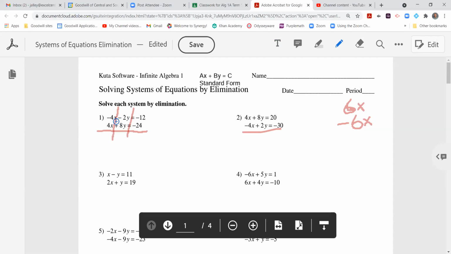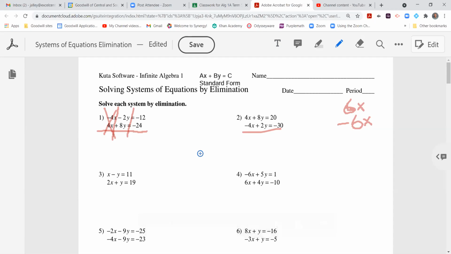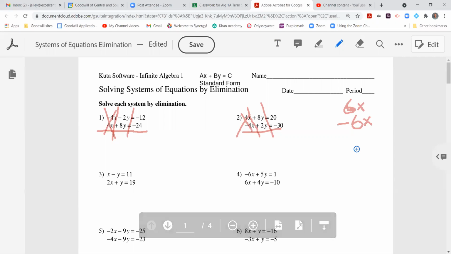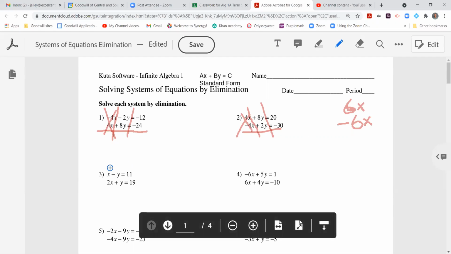If you look at this first problem, the X's are going to cancel because that's negative 4X and positive 4X. Same thing in the second problem. In that X column, those cancel. What about the third problem? The Y's are going to cancel. This is what I meant when I said that a lot of times it's fairly obvious what's going to cancel.